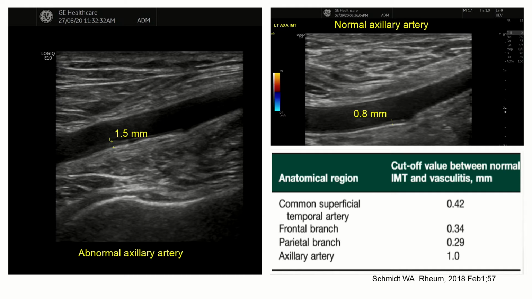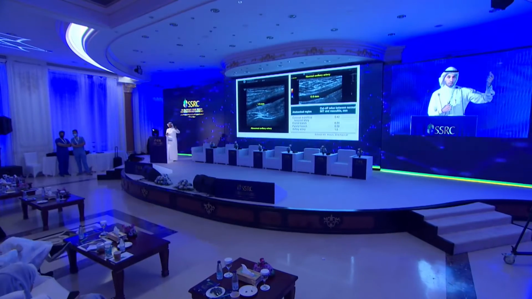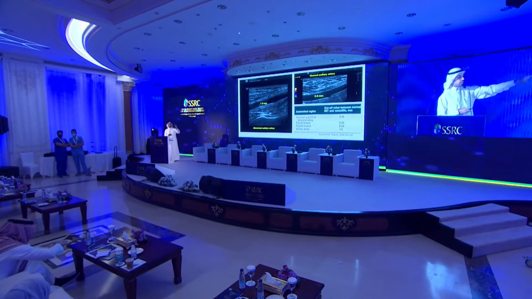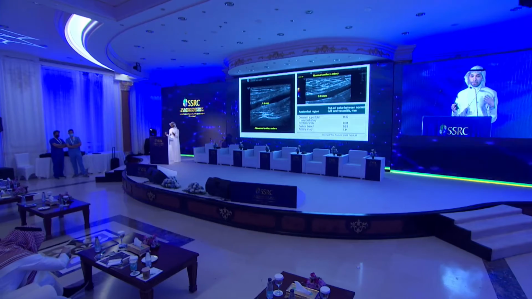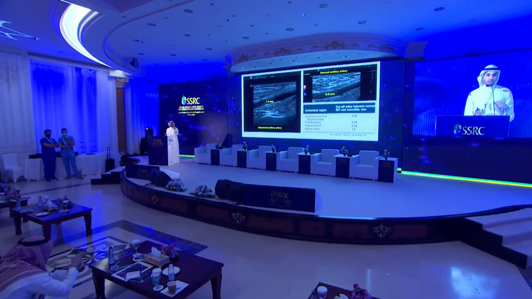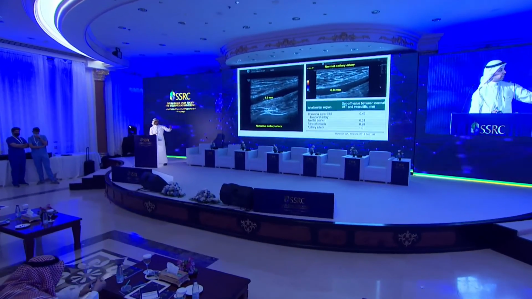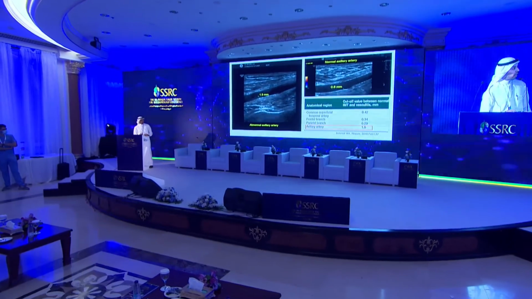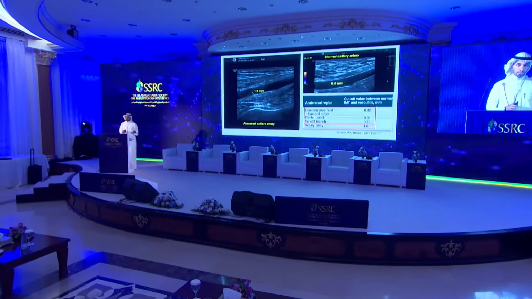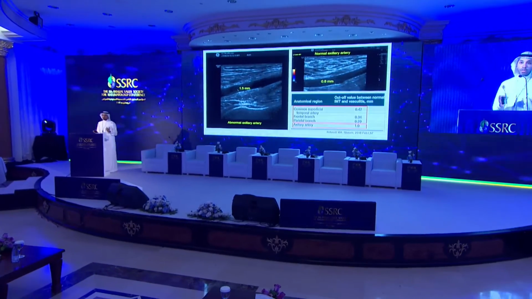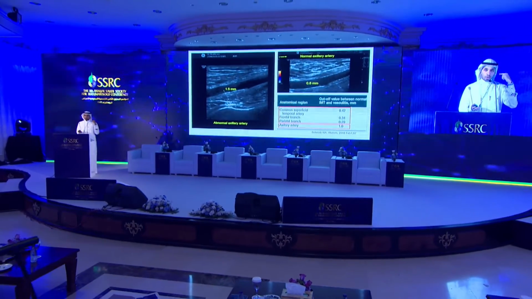And interestingly, we can also use the ultrasound for patients who have GCA, large vessel vasculitis. On the upper left, you can see that the intima-media thickness is less than 1 millimeter. On the other side, you can see it's more than 1 millimeter. The study showed the cut-off for measuring the intima-media thickening in large vessels is more than 1 millimeter. And for the temporal artery, it's between 0.3 to 0.4 millimeter, depending on the branch of the artery.